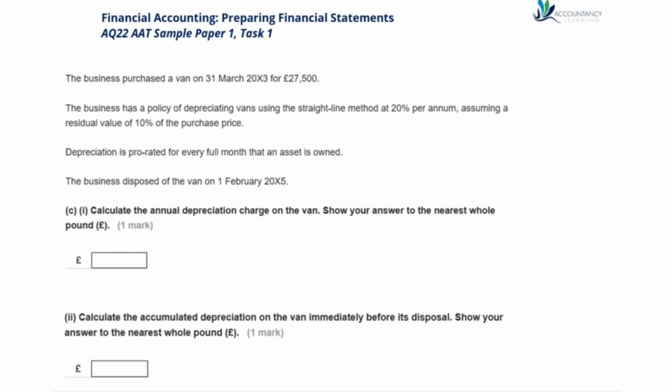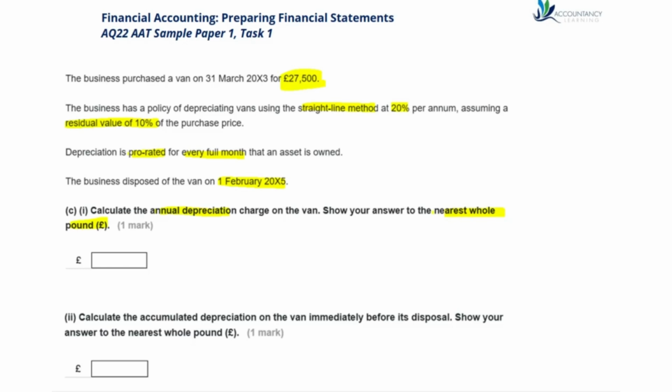The business purchased a van on the 31st of March 20X3 for 27,500. The policy of depreciating vans is a straight line method at 20%, assuming a residual value of 10% of the purchase price. Depreciation is prorated for every full month that an asset is owned, and it was disposed of on the 1st of February 20X5. So we need to calculate the annual depreciation charge on the van and work to the nearest whole pound.